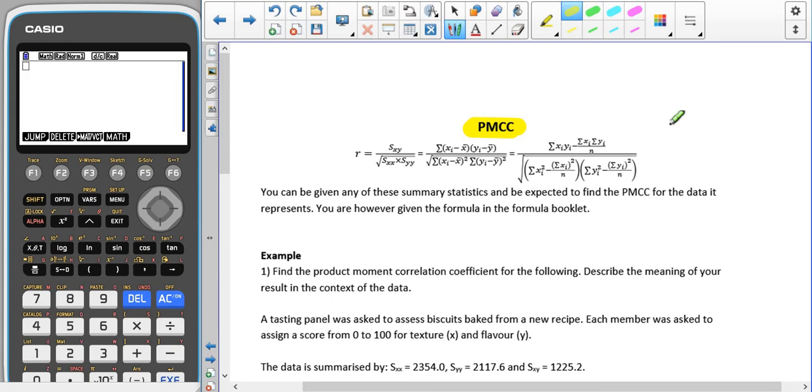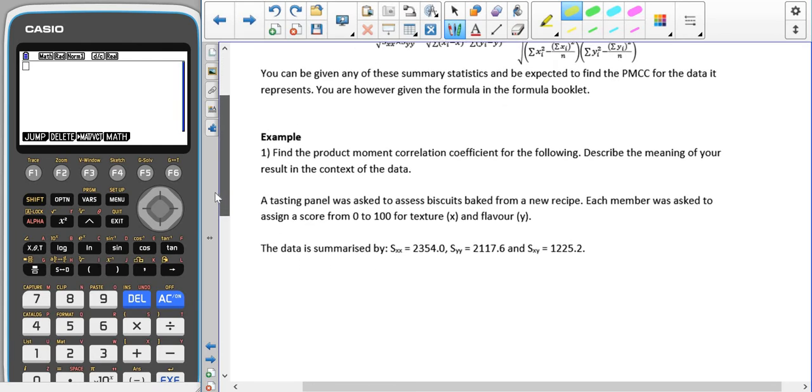Again, as we did before when we were looking at the mean and standard deviation, it's a good idea to write out the formula and write out your substitution of the summary statistics into the formulas. So again, we are given these formulas in our formula booklets.